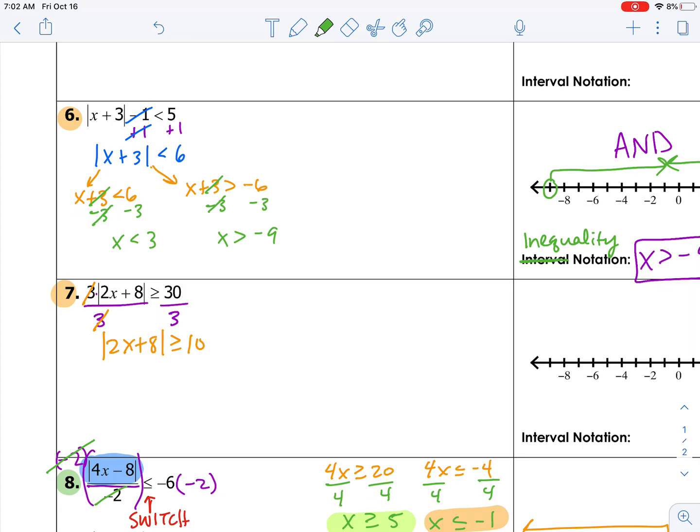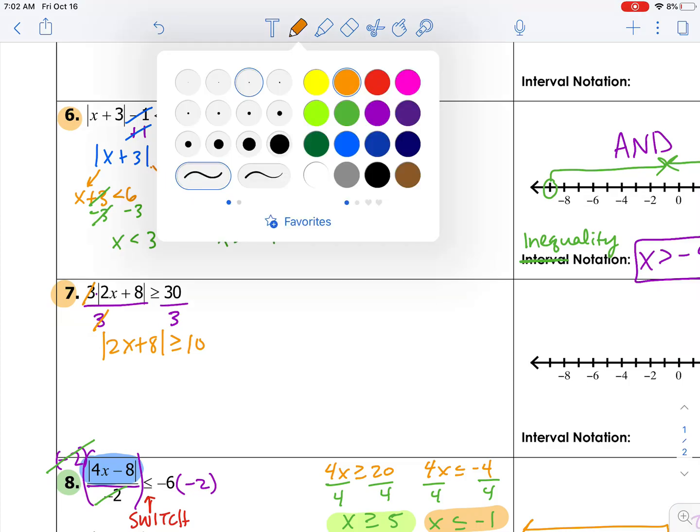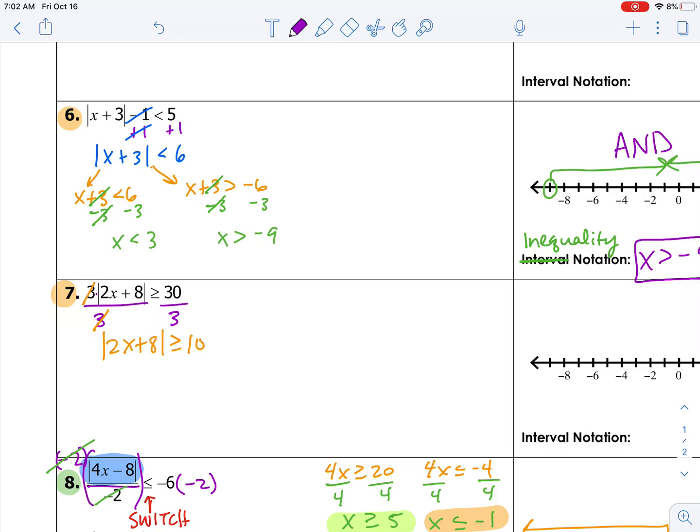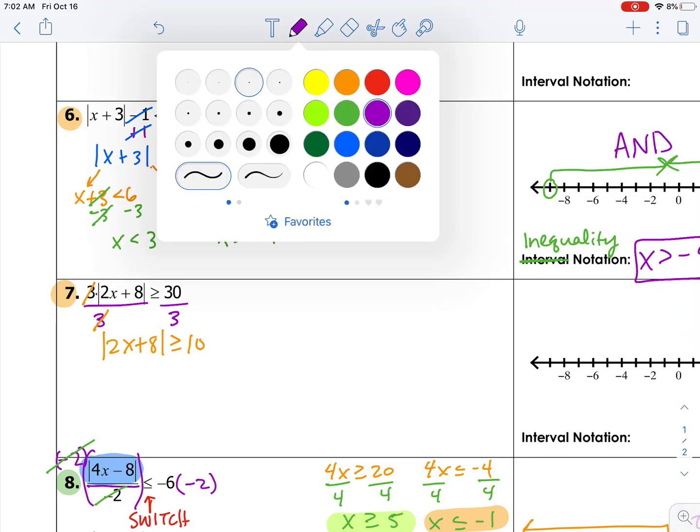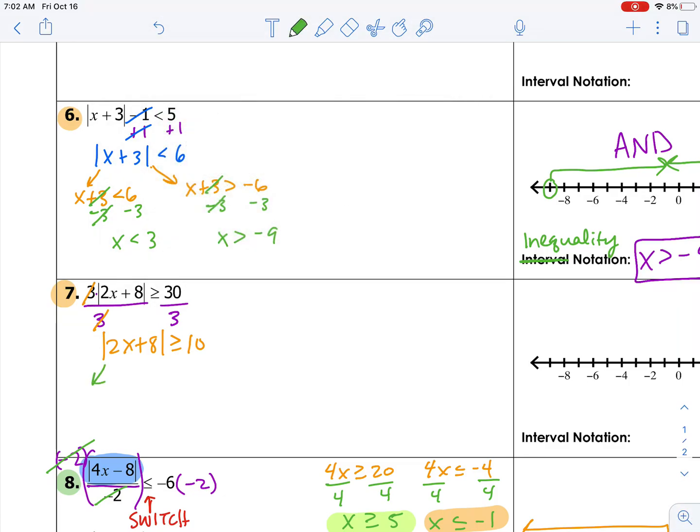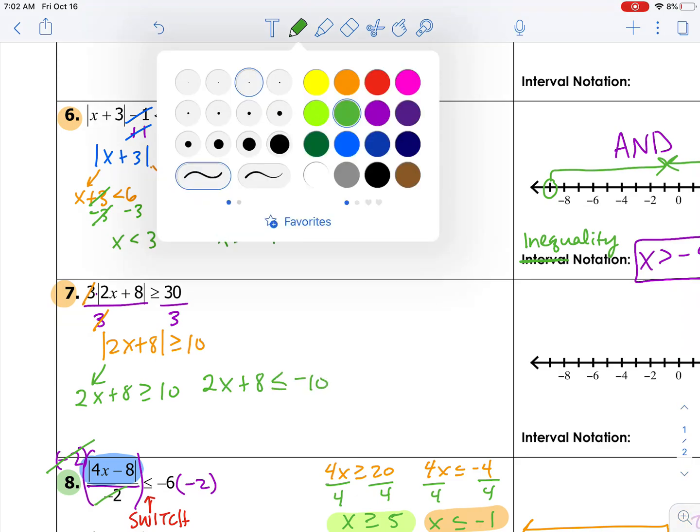So now that we have everything over on the left side in absolute value, we can make our two cases. You can only make your two cases if everything on the left side is inside the absolute value bars. So we make our two cases, 2x plus 8 greater than or equal to 10, 2x plus 8 less than or equal to negative 10.